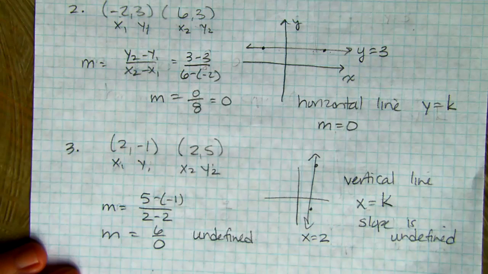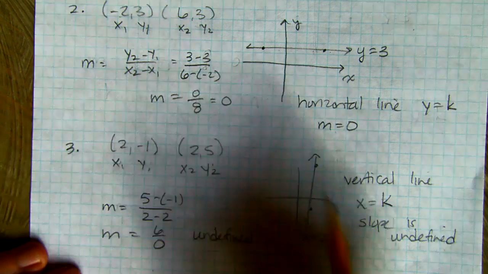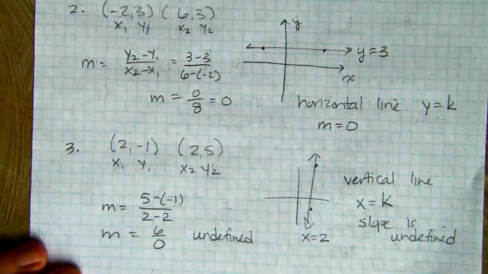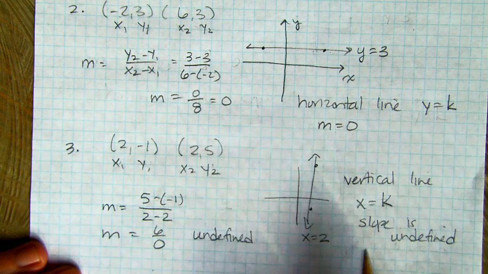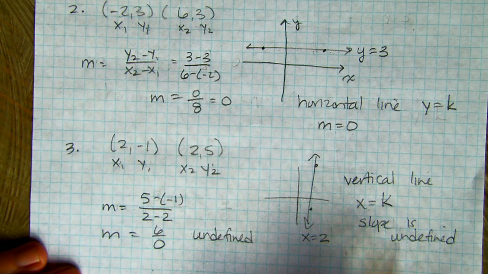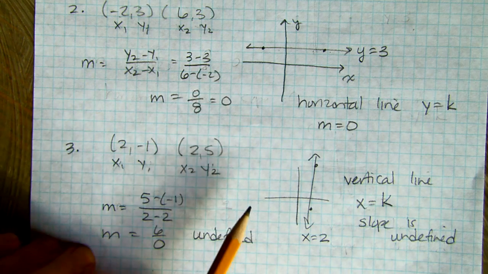Please do not say no slope. I don't know what that means, no slope. Does this have no slope, or does that have no slope? This has a slope of 0. This has a slope that is undefined. That is the only thing that counts.